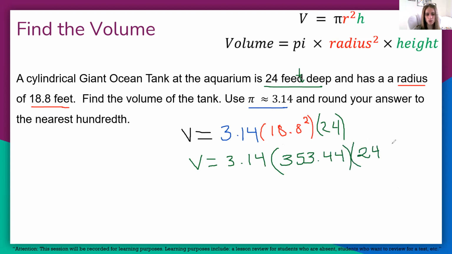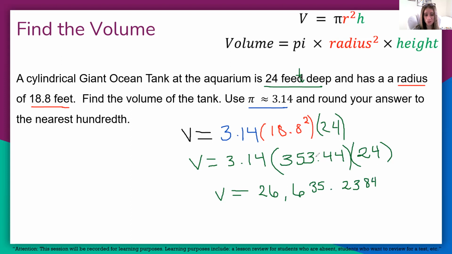Now we're all down to simply multiplication. So we can just multiply straight across. Remember, you do have permission to use a calculator. I am. So our volume is 26,635 and then 2384. Do we need to round this time?